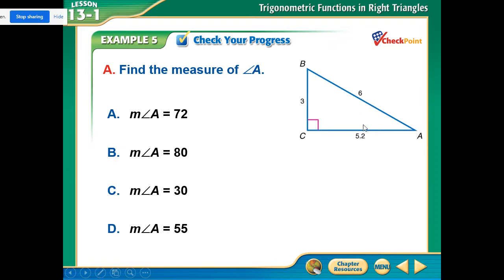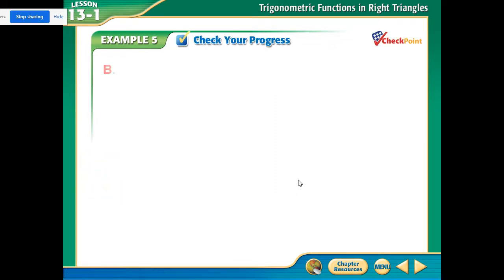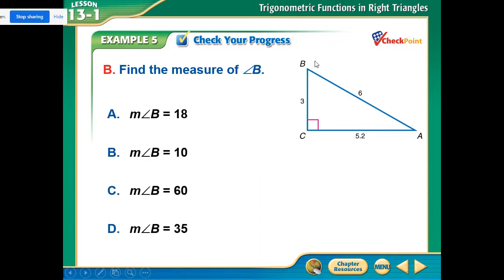So what would the measure of A be? We can do 3 divided by 6. When you do 3 divided by 6, you should get 30 degrees. And here, then, the cosine of 3 divided by 6 would be 60 degrees.